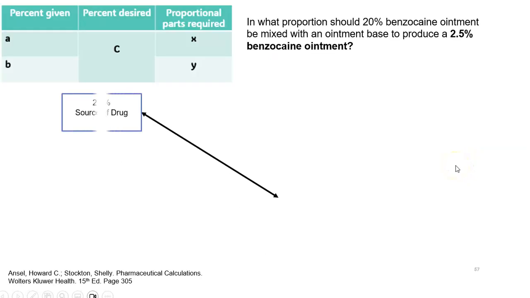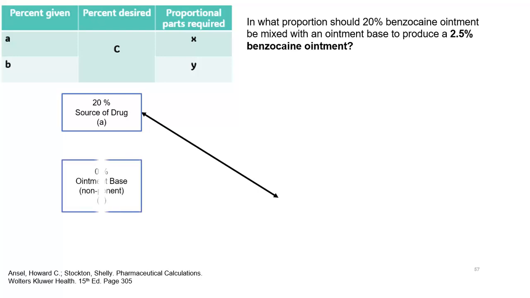So let's look at this. In what proportion should benzocaine ointment, 20%, be mixed with an ointment base? Remember, the ointment base will be 0% because there's no drug in it, to give you a 2.5% benzocaine ointment. Let's look at what our table will look like. 20% goes at the top, and students may ask, Miss, can I put the 20% at the bottom, the 0 at the top? I go by what the textbook has. I think the Ansel textbook puts the 0 at the top. As long as your calculation makes sense, just make sure it makes sense to you.